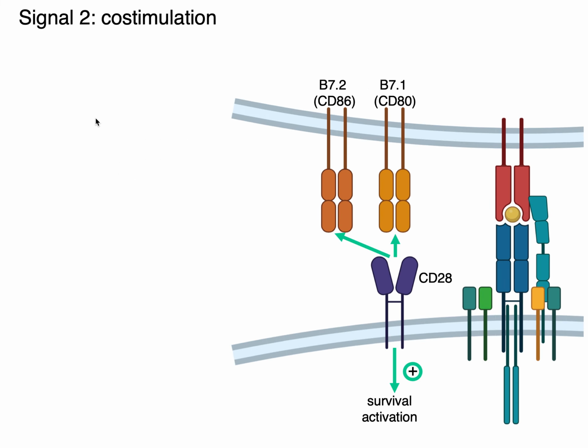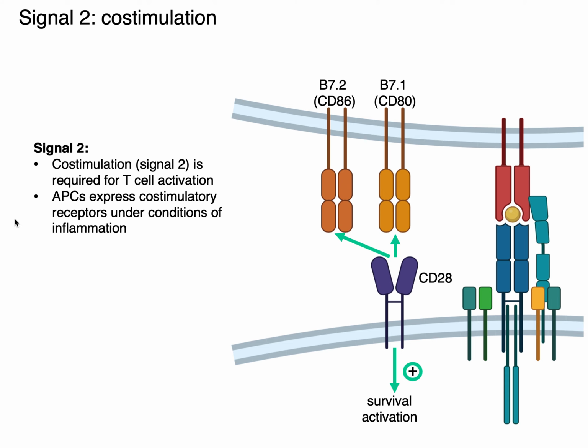T cells also have to receive other activation signals, and collectively we refer to these activation signals as signal 2 or co-stimulation. Co-stimulation is required for T cell activation. Antigen-presenting cells express co-stimulatory molecules under conditions of inflammation only. And so these co-stimulatory molecules are signals to the T cell that there's an inflammatory response going on, and it is appropriate, therefore, to make an immune response or become activated in response to the antigen that T cell is seeing.